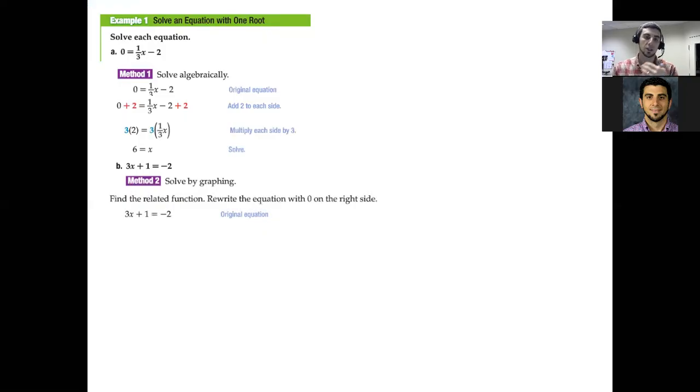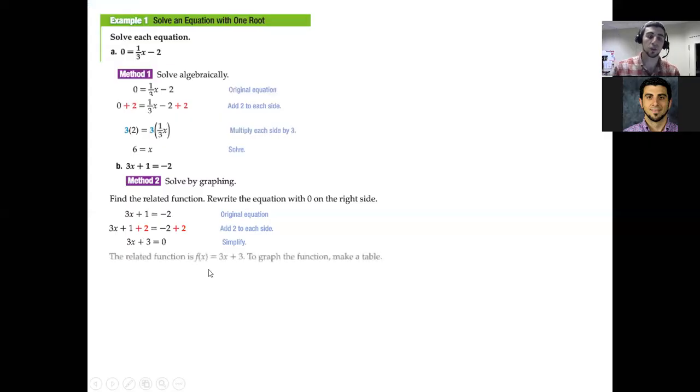to write it such that 0 is on the right side of the equation. So you got to get rid of that -2, add it to both sides. It is a like term with the constant 1, so we put those together to make 3. All right, don't add it with the 3x and make it 5x plus 1. Bad idea, okay, because they're not like terms. So the related function, you replace 0 with f of x, so f of x equals 3x plus 3.